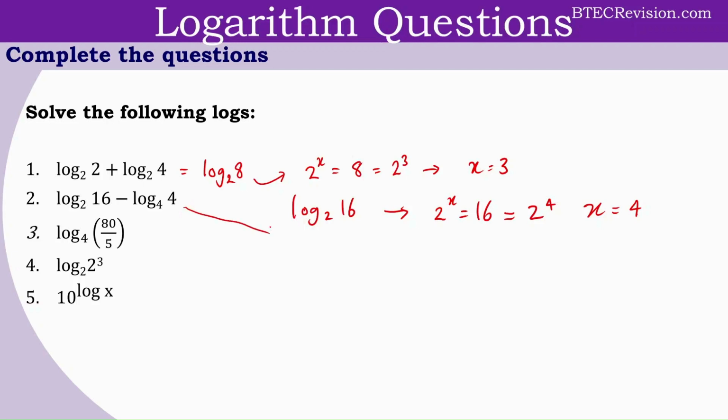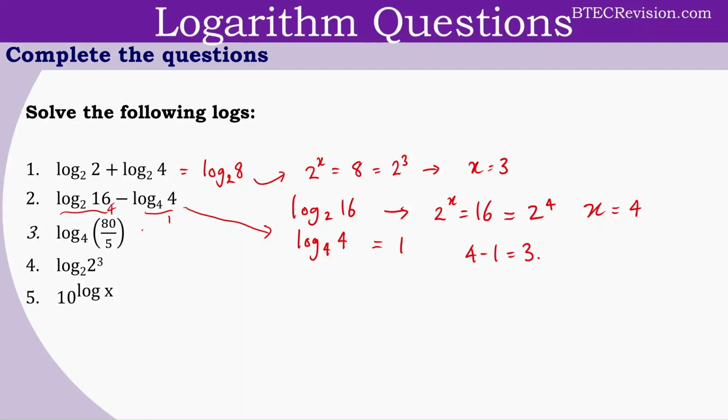Looking at the second value here, we have log to the base 4 of 4, and that's going to be equal to 1. So therefore we can simplify. First number was 4, second is 1, so 4 take away 1 is equal to 3.